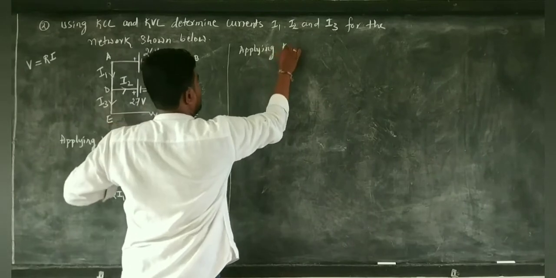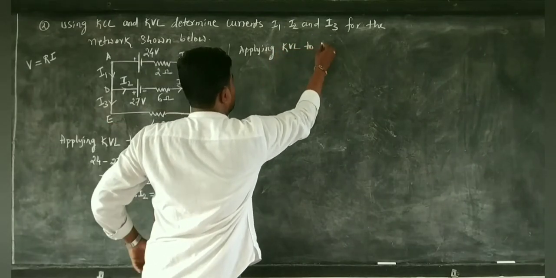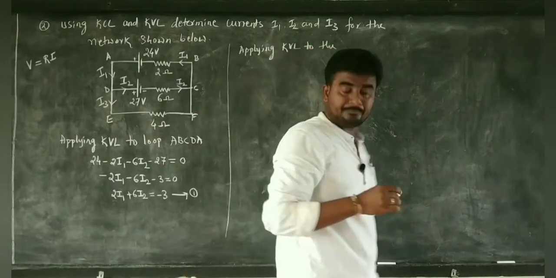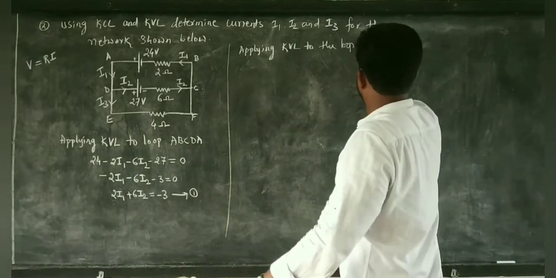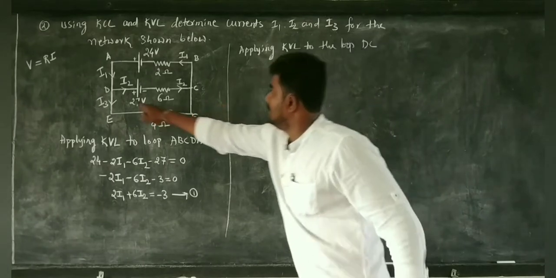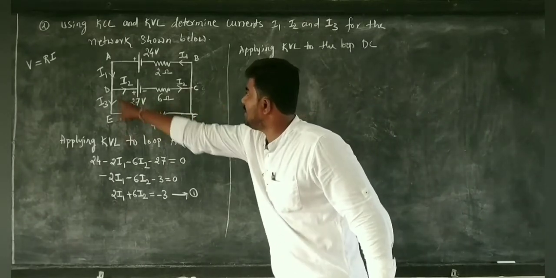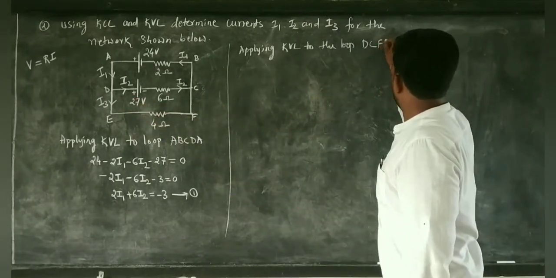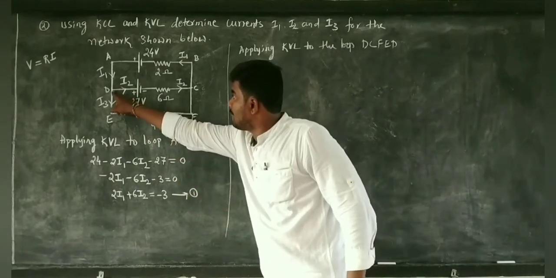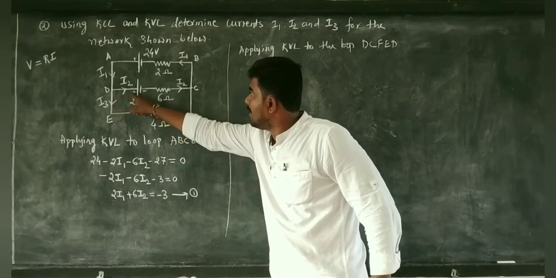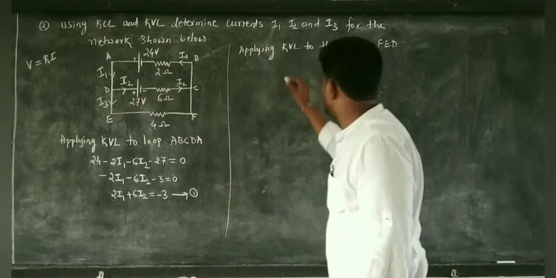Applying KVL to the loop. Which loop? D, C, F, E, D. Okay, see, once again you start from this point. Once again you observe 27 plus 27.